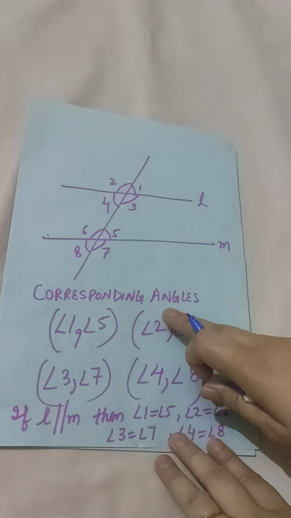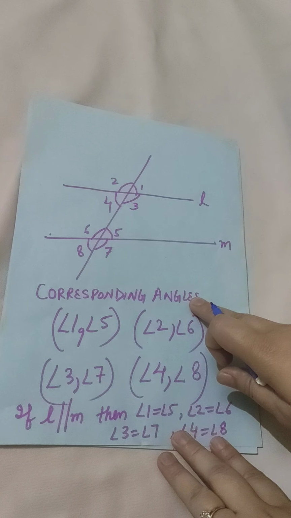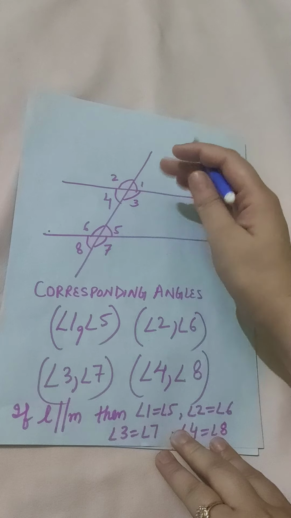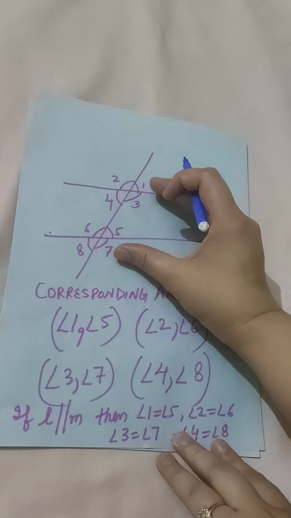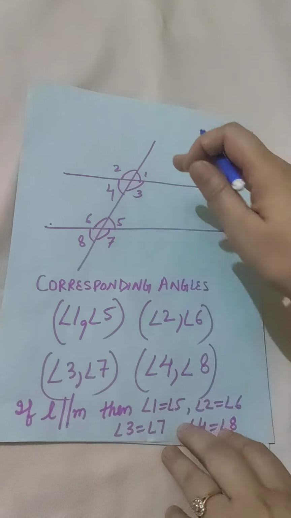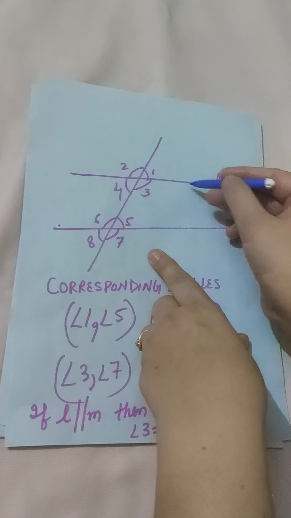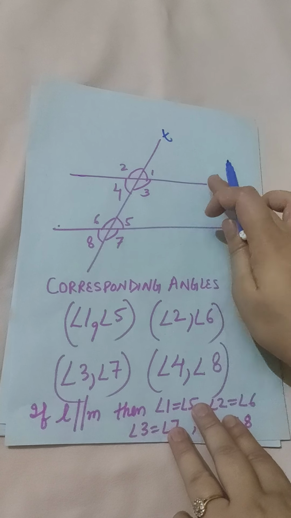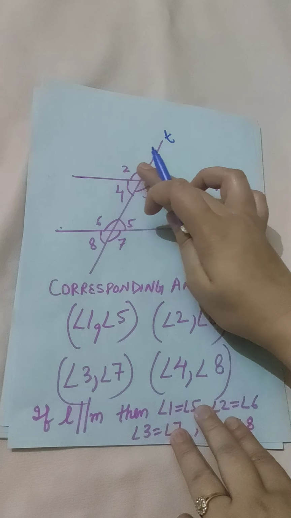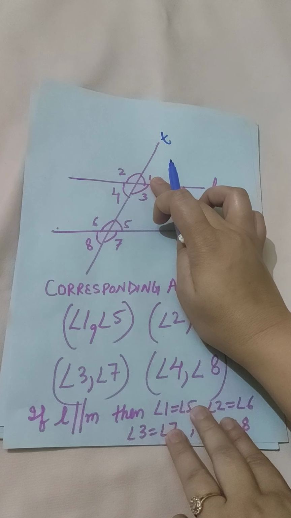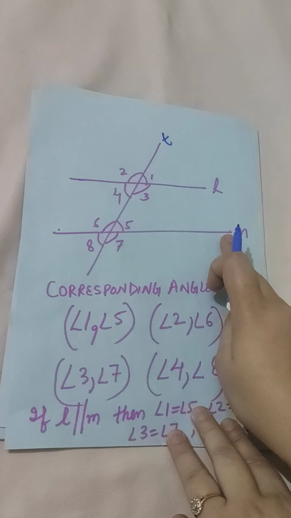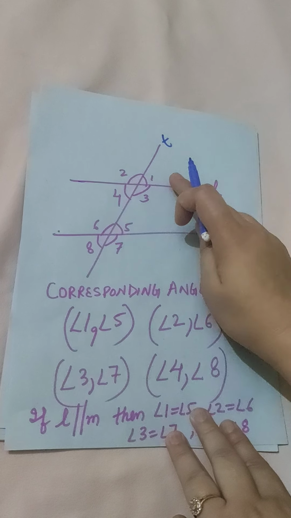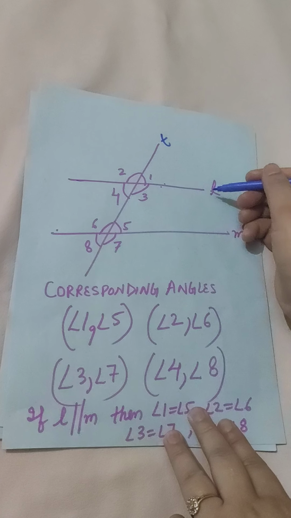Now we will learn about corresponding angles. What are corresponding angles? In this diagram I have made, you know that 8 angles are there. From these 8 angles, which are corresponding angles? Beta, you will have to see this line is L, this line is M and this line is T. On L there are two angles, 1 and 2, and on M there are two angles, 5 and 6.